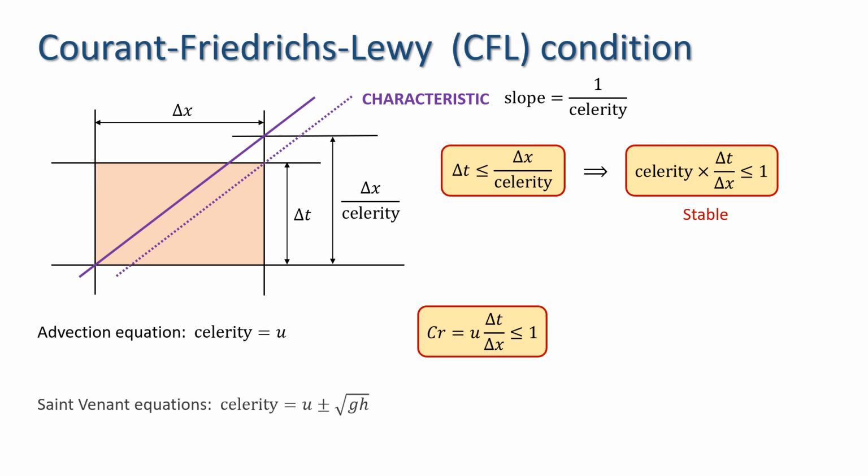For the Saint-Venant equations, we have a celerity of u plus or minus root gh. Since u plus root gh is always larger than u minus root gh, the CFL condition becomes u plus root gh times delta t over delta x is less than or equal to 1.